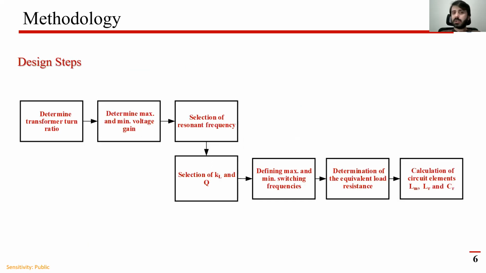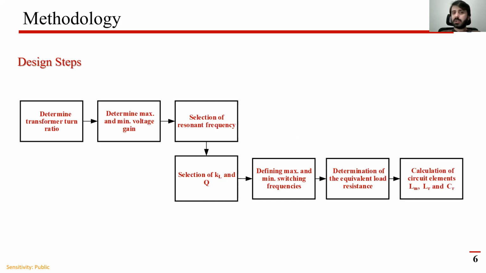Here, a step-by-step design procedure of the LLC resonant converter with specified input voltage, output voltage, and output power is shown. The voltage gain equation is used to achieve the variable energy transfer and output voltage regulation. Firstly, the transformer turn ratio is calculated for unity voltage gain at nominal input and output voltage. Then maximum and minimum voltage gain are determined.